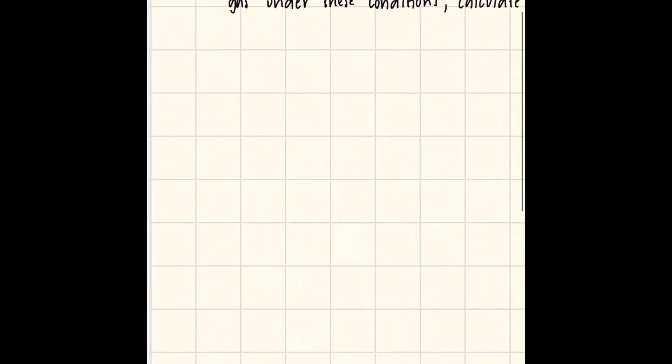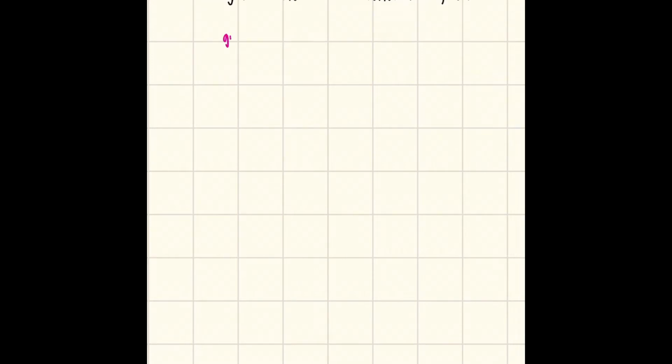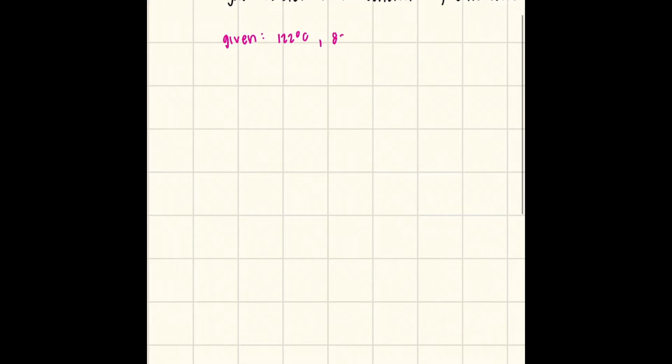So the first thing I like to do is write what our givens are. It just helps me visualize, and I think this is always a good thing to do, just so you can see it instead of looking at the entire problem. So our givens are going to be 122 degrees Celsius. We are also given 839 milliliters. So we're just going to write that down as well.